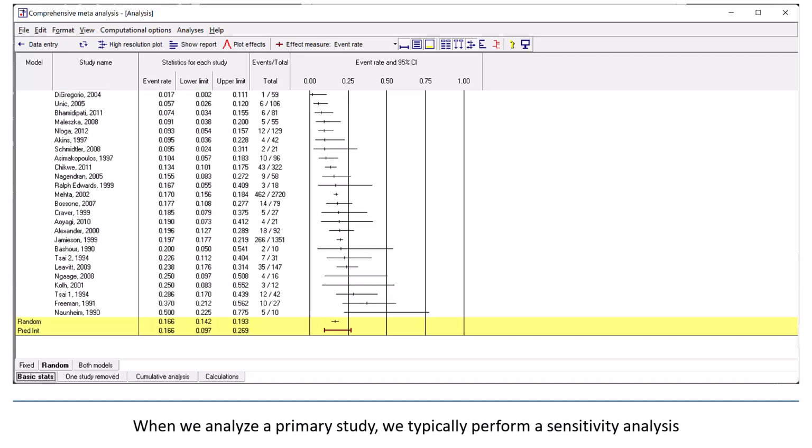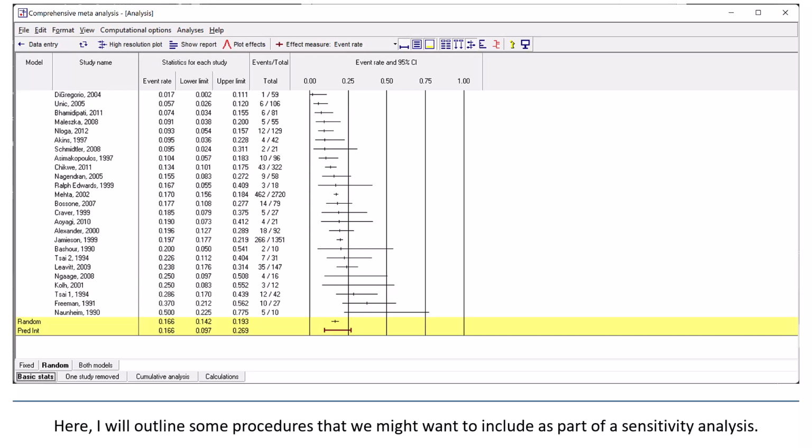When we analyze a primary study, we typically perform a sensitivity analysis. This means that we might perform a series of analyses to ensure that the results are robust. For example, we might want to ensure that the results were not overly influenced by one outlier. We can do something similar in a meta-analysis. Here, I'll outline some procedures that we might want to include as part of a sensitivity analysis.